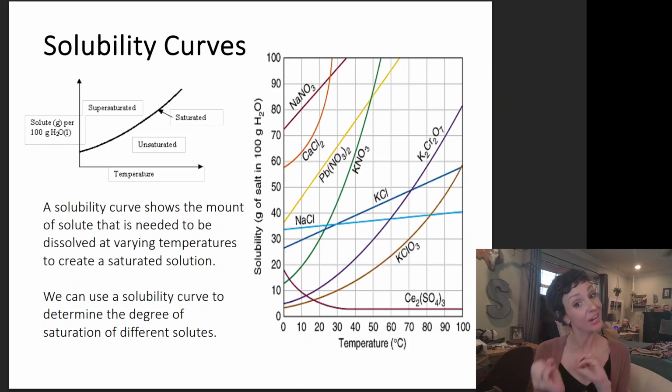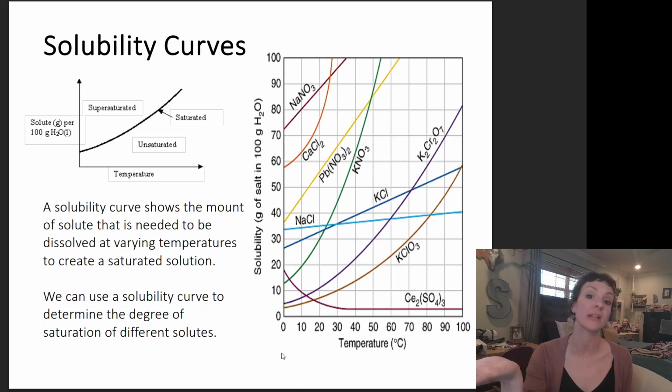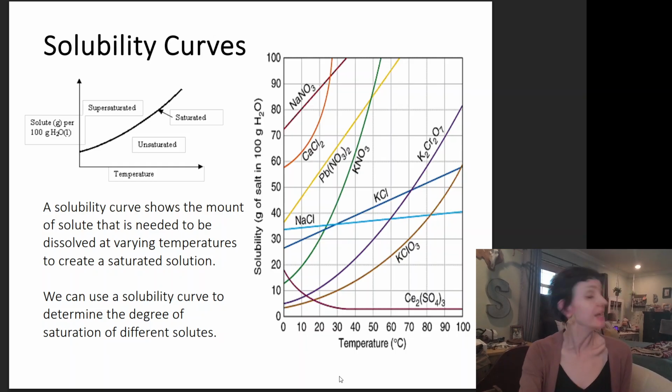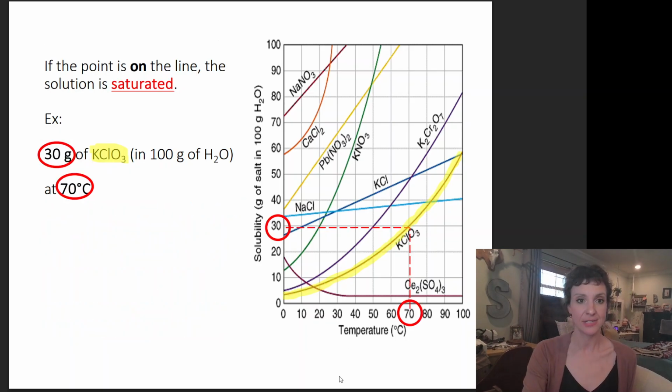A solubility curve shows the amount of solute that's needed to be dissolved at varying temperatures to create a saturated solution. Here, usually we show a lot of different types of solutes on one solubility curve so we can compare their relative solubilities to different substances. So we can use the solubility curve to determine the degree of saturation. Am I saturated? Am I unsaturated? What's going on here? So let's practice looking at this. It says, if your point, what do you mean by point?